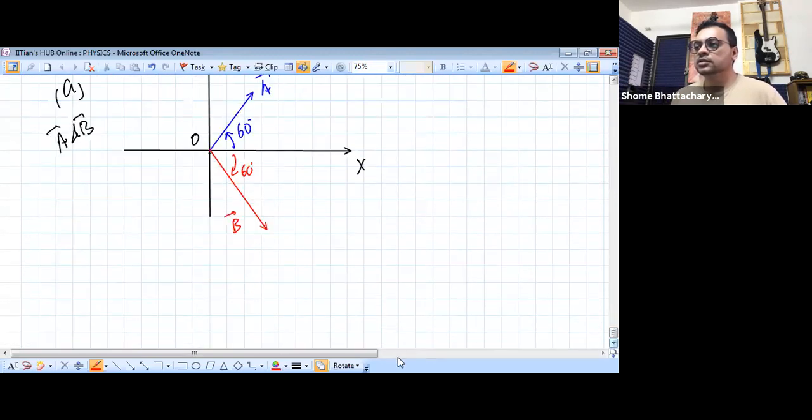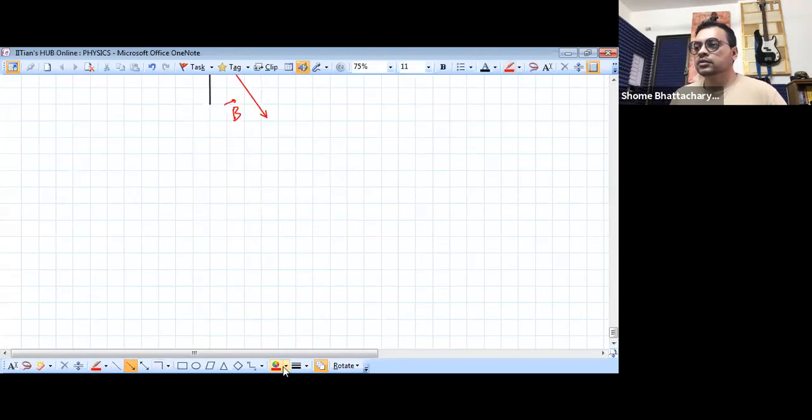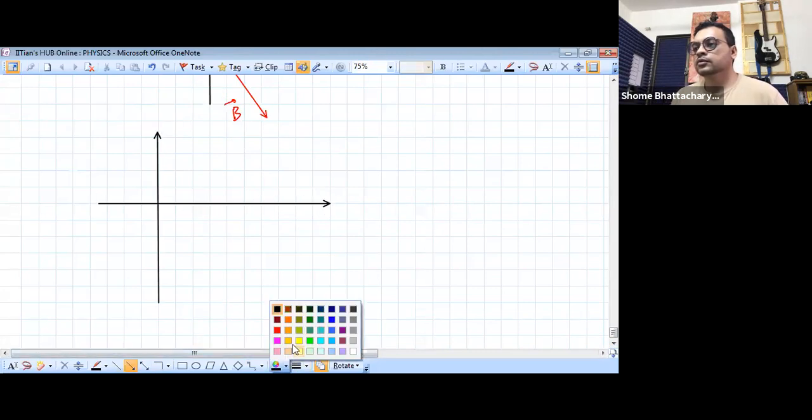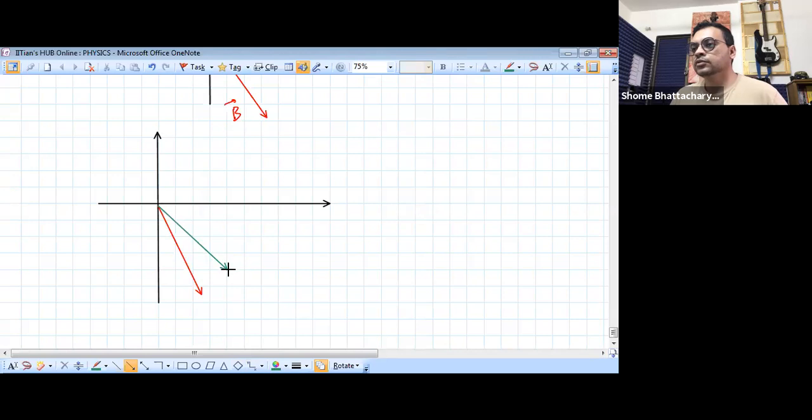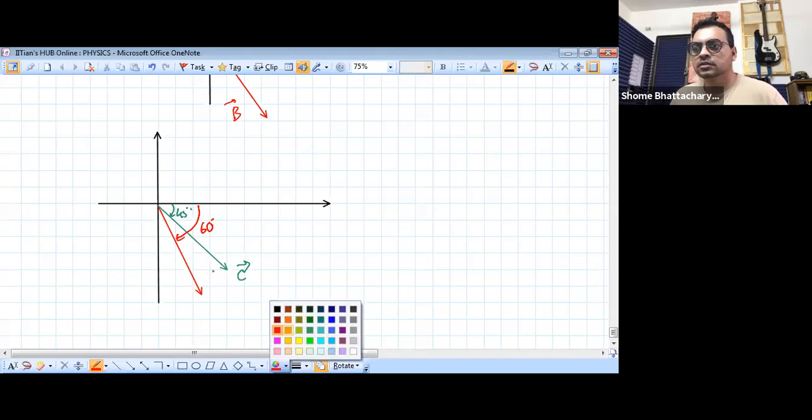So again, now if you place the same diagram, if you place B and C, you will realize what's happening. So our vector B was pointing like this, whereas our vector C was like this. So C aisa tha with this angle 45 degrees, whereas B aisa tha with this angle 60 degrees. So the angle between B and C ultimately becomes this one. This angle becomes between B and C.